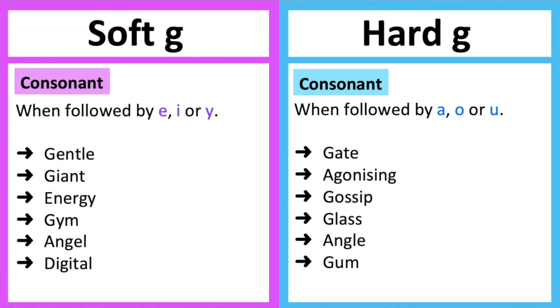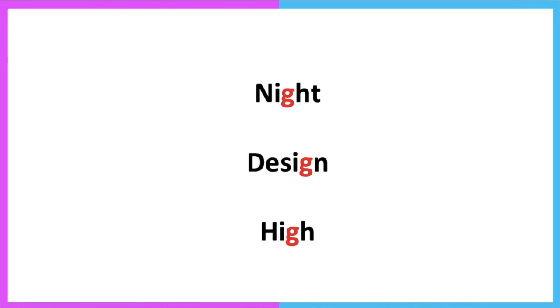Finally, it's important to remember that some words can have a silent letter G. For example, night, design, high. To avoid confusion, try to learn these rules and then look at some common exceptions.